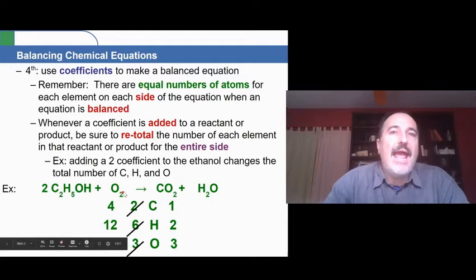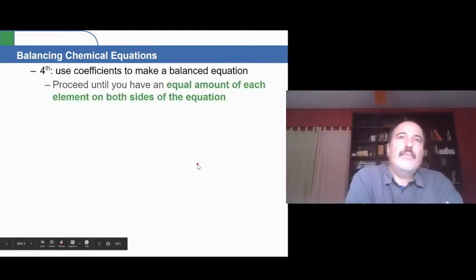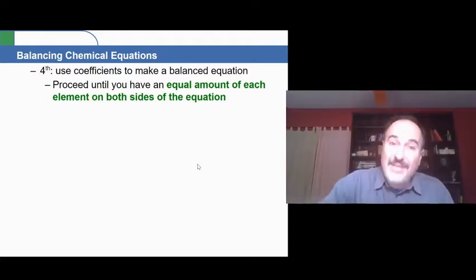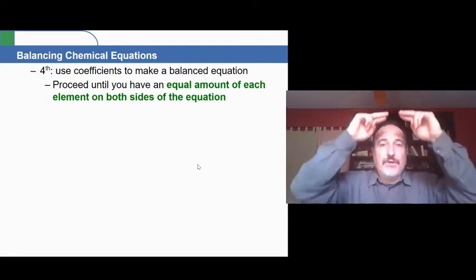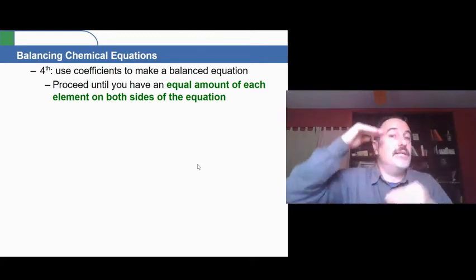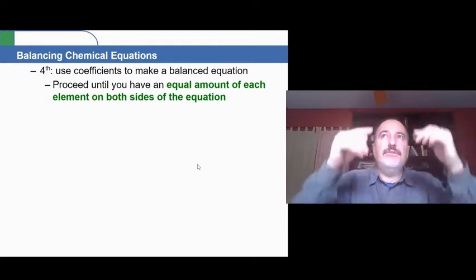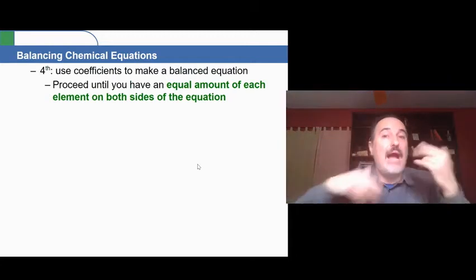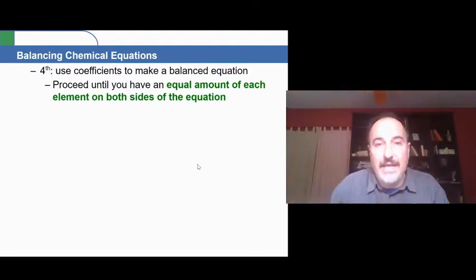All right. And since it's on this side, I didn't change anything on the right-hand side. Okay. So what you do is you basically proceed until you have an equal amount of each element on both sides of the equation. And as you're going down, you need to make sure you balance what's on top first before you move down. And if you do something lower down that throws something higher up out of balance, you then go immediately back up to the top and work your way down again.